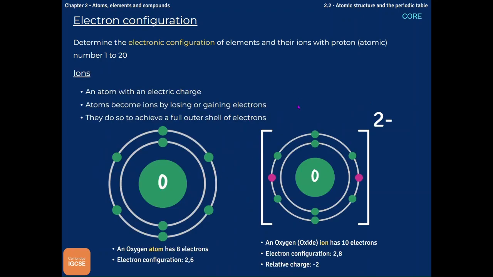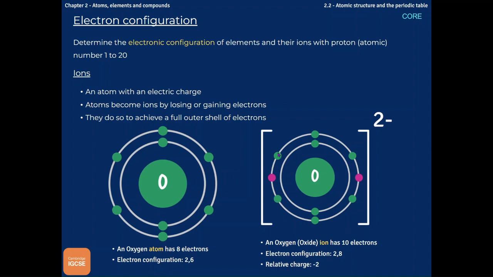When we start to think about electrons being gained or lost or exchanged, we need to look at these shells because we need to know where the electrons are coming from or where they're going. So ions are atoms with an electrical charge. Normally, our elements are neutral. The protons equal the electrons, so they cancel each other out.